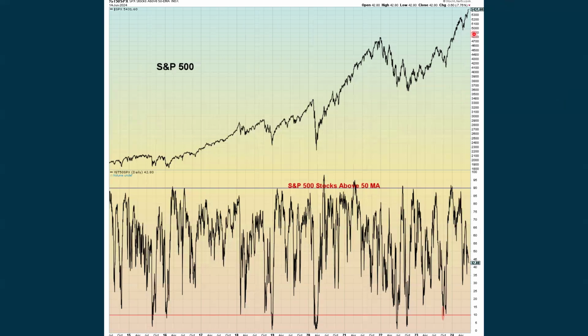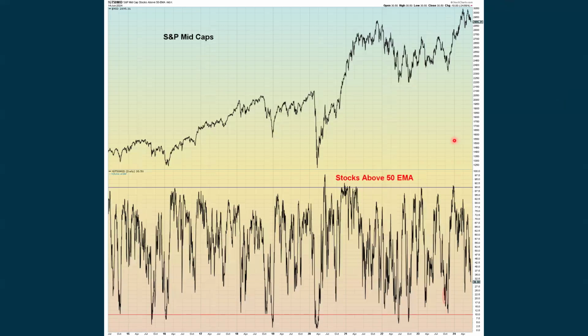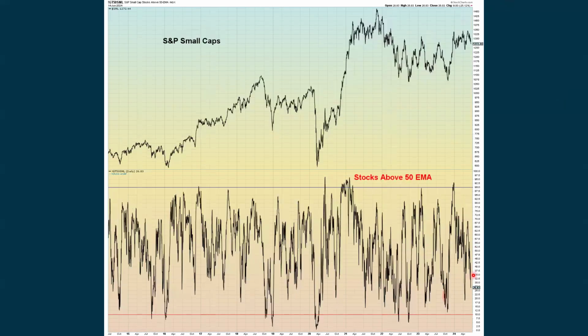We do that same basic thing with a 50-period moving average study, also using it like an oscillator, and we're dropping down below 50 here. So this is showing some negative divergences inside of the market. We also look at this compared to the mid caps, also showing some weakness right now. And we look at this with the small caps, showing even more weakness.